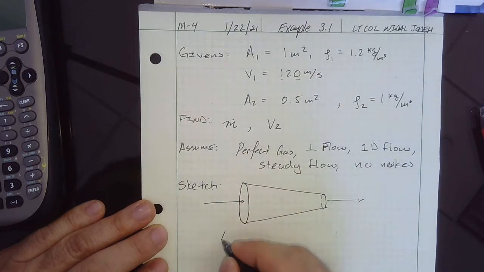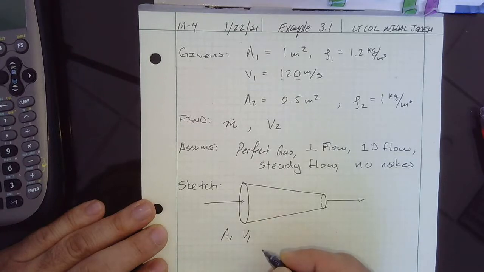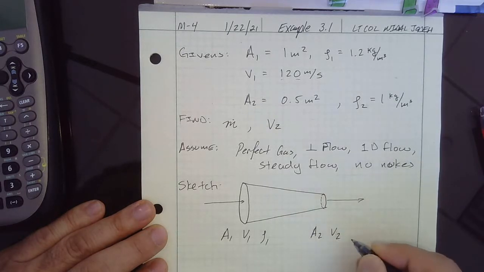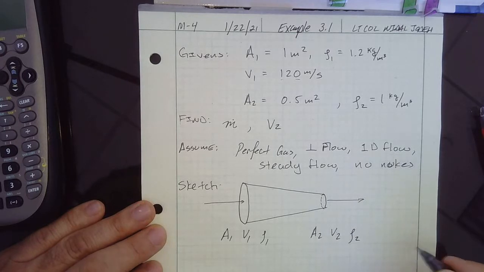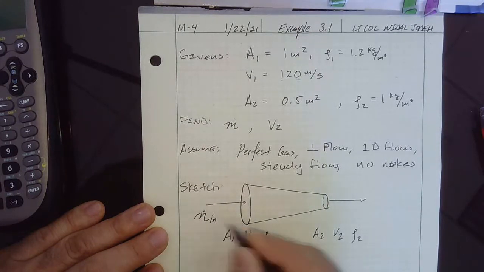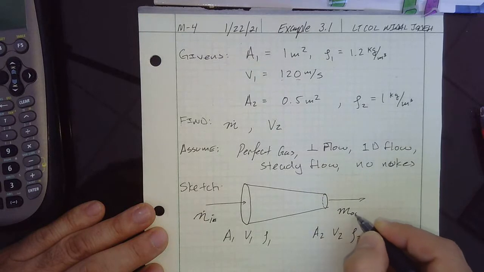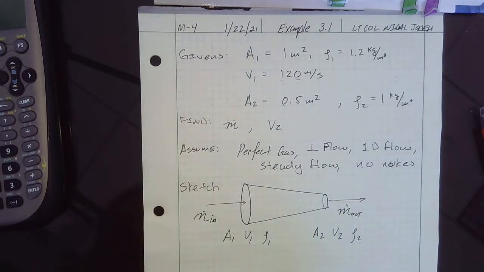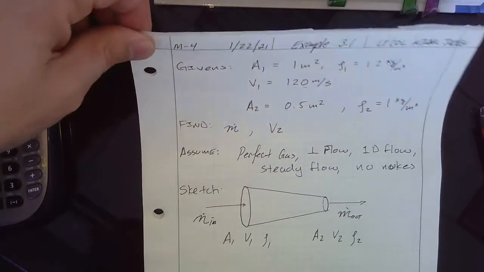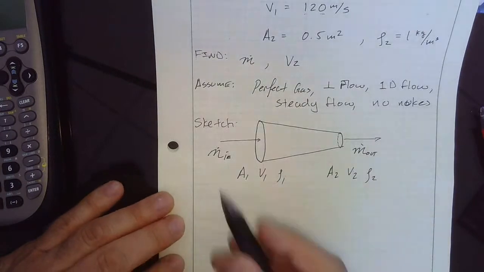And there are properties, right? We have area at station 1. We have velocity at station 1. We have a density at station 1. We also have something similar here. We have an area at station 2, velocity at station 2, density at station 2. And by now you should realize there's also an m dot, a flow rate in and a flow rate out. And these are both what? At station 1 and at station 2. Okay, so that's it. Sketch.